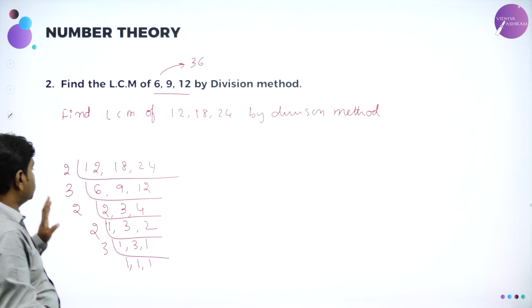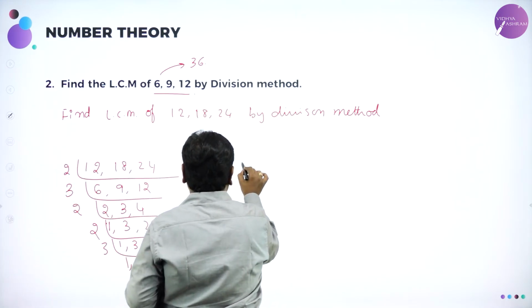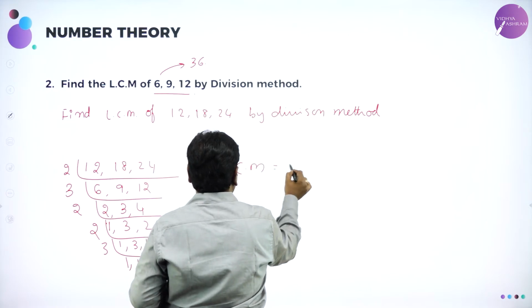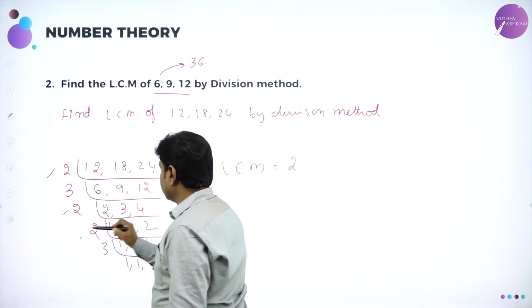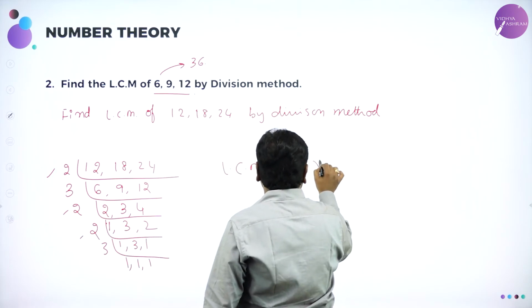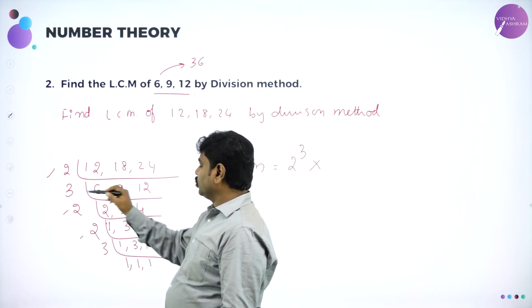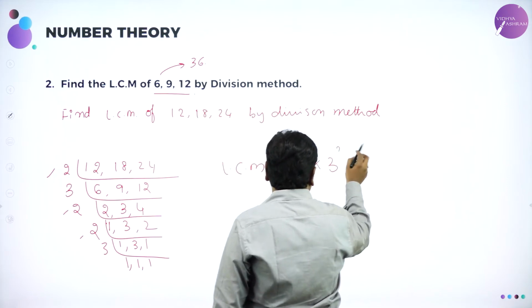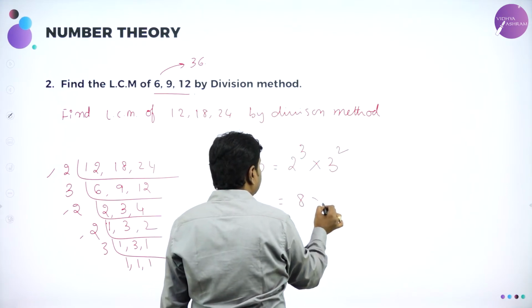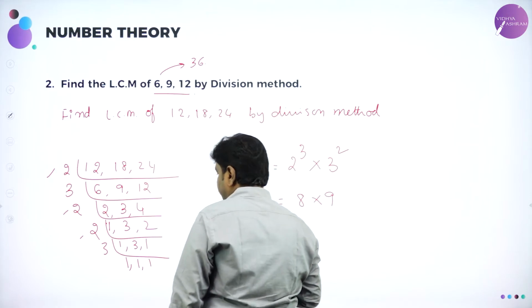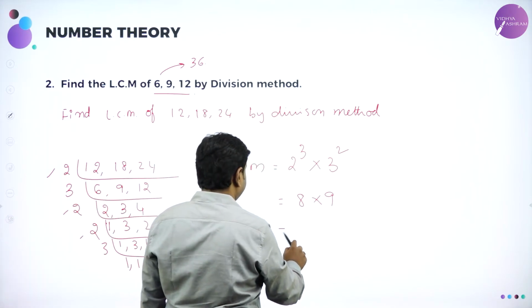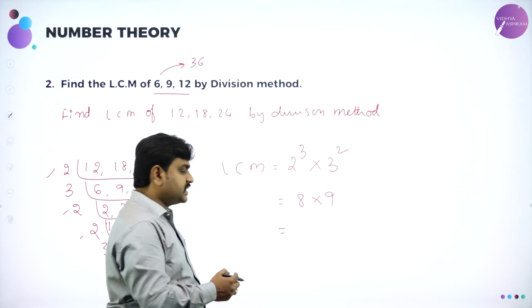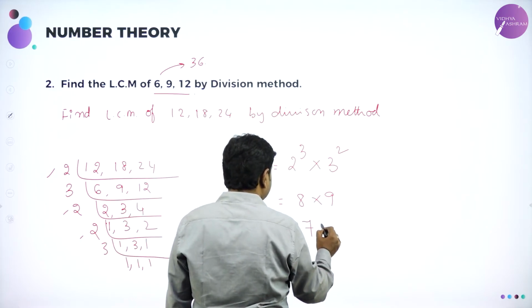So now this numbers' LCM is equal to 2 power, how many times did 2 occur? 1, 2, 3, so 2 cube, into 3, how many times did it occur? 1, 2, so 3 square. 2 cube you know is 8 and 3 square all of you know is 9. That's all. Now multiply this, you will get LCM. 8 9s are 72. 72 is the LCM.